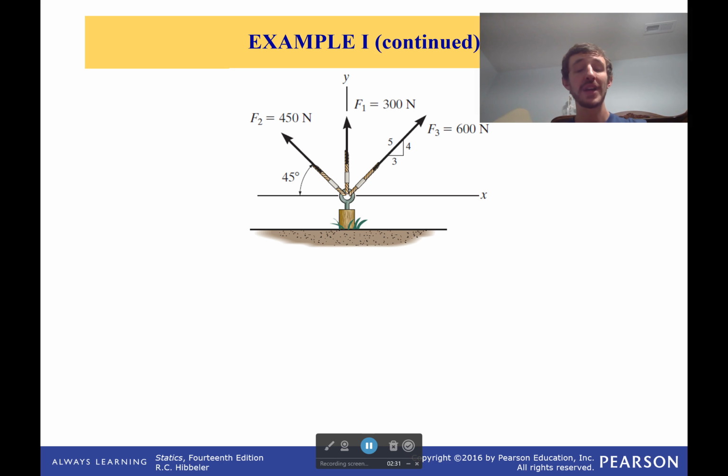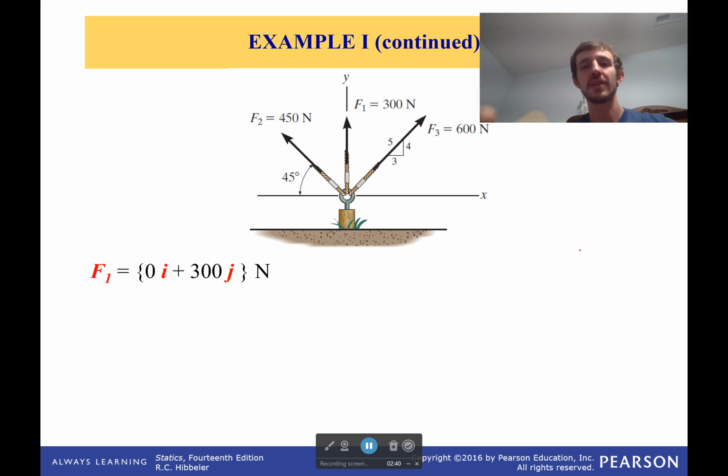Okay, so we have this force. We need to resolve it into components. Now, how do we do that? There we go. First off, force 1 is super easy. It's going straight up. It has no x component, so it's all y. Just remember that j is usually connected to y, i is usually connected to x. It doesn't have to be, but that's just standard. Okay, so it has no x component.